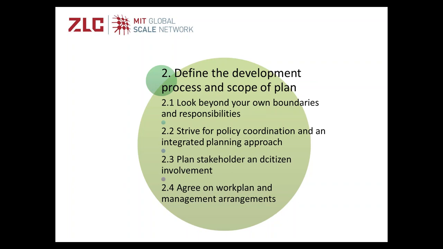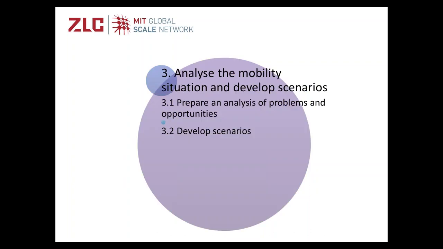So the second step is define the development process and scope of plan. So you need to approve the geographical coverage of your solutions. You need to integrate between the urban mobility planning and other policies. You need to formalize, because in the previous step you have defined the key actors and stakeholders, but now you need to allocate a specific role for each of them. And then you have to ensure at every moment that you have enough transparency and assess the risks of the implementation of the measures.